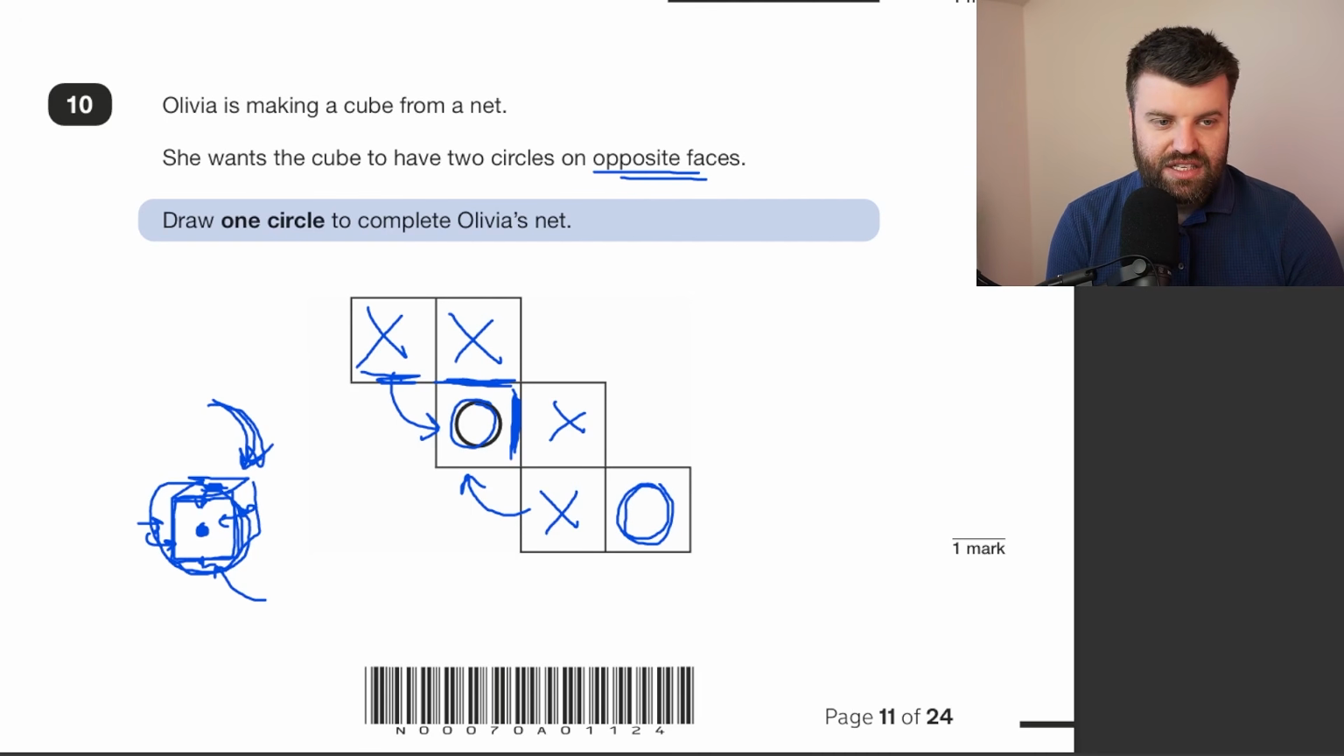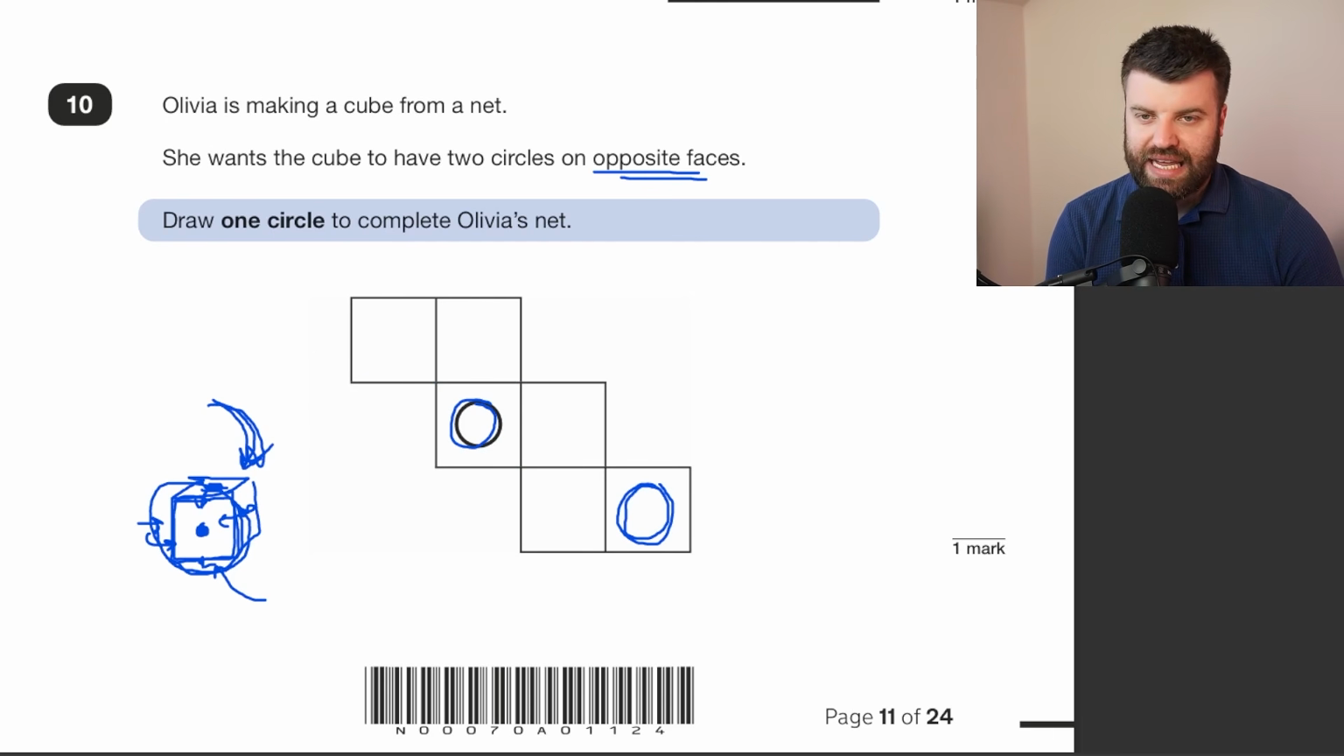This is a tricky spatial question. If you struggled with this one, it's well worth playing about with some 3D shapes to try and get that understanding of where opposite sides will be.